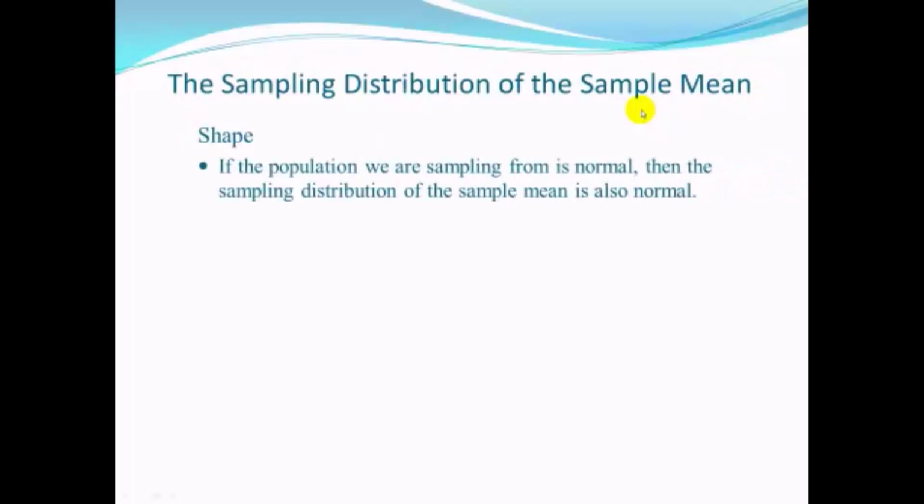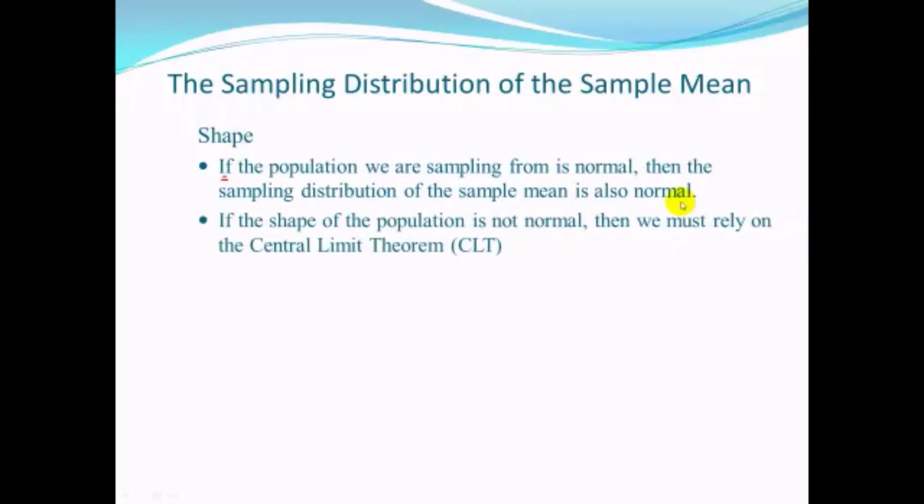We're going to say we get the shape two ways. If the population we're sampling from is normal, it's a big if, we don't usually know the shape of the population, but if we do, then the sampling distribution of the sample mean is also normal. I had said when we did that age example that for small sample sizes, the shape of the sampling distribution looks like the population that you're sampling from. So if you're sampling from a normal curve, the sampling distribution will be normal as well. The problem we run into is that in a lot of situations, we don't know what the population looks like.